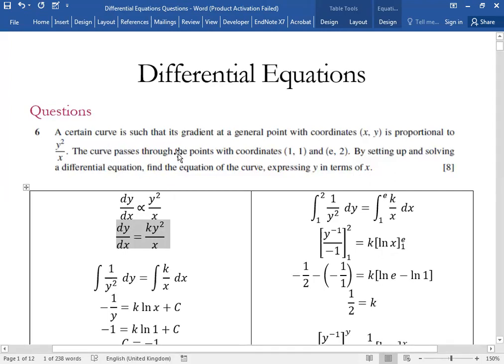The question says the curve passes through the points with the coordinates (1, 1) and (e, 2). ये तो curve के coordinates के points. That means I can plug it in. Once I have the equation of the curve, उसमें फिर मैं x की जगह I can plug in 1 and y की जगह I can plug in 1, x की जगह I can plug in e, y की जगह I can plug in 2. But once I have the equation, अभी तो मेरे पास equation ही नहीं है. Right now I just have a differential equation, right? Obviously, अब how do we integrate it?